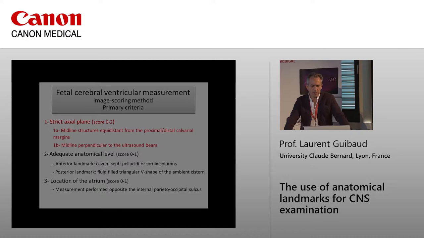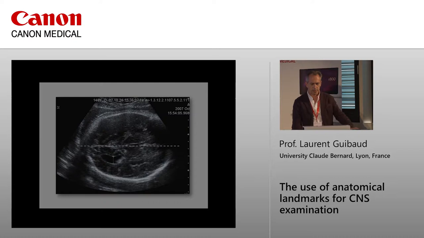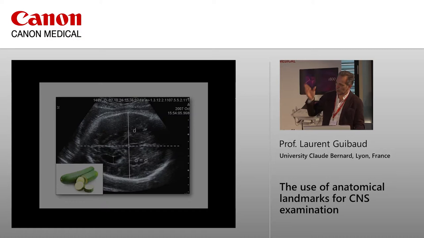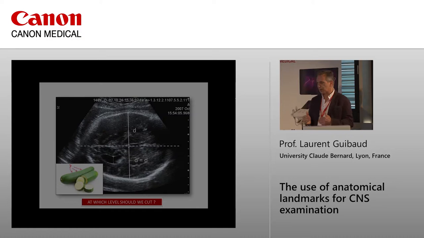Your midline should be perpendicular to the ultrasound beam. This is very important. I will show you how to do that during the live scan. And when you have the midline perpendicular, this midline should be at equal distance from the proximal and distal cerebral margins. That means the midline is orthogonal to the beam, and D is equal to D prime. This is very important. So in that case, you have an orthogonal slice, and the main question is, at which level should we cut the zucchini?